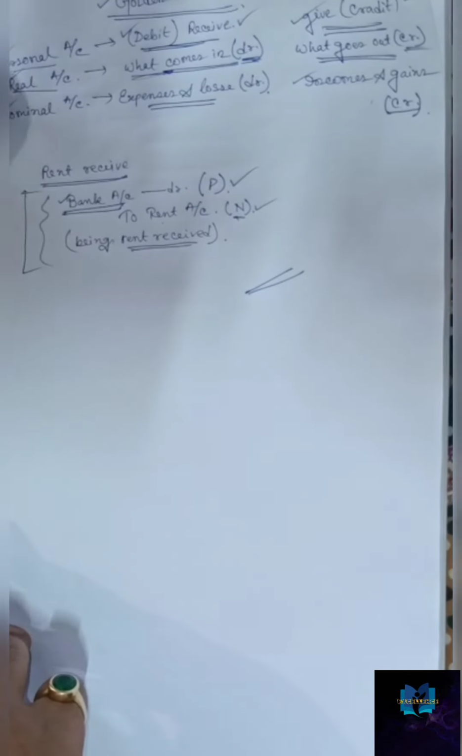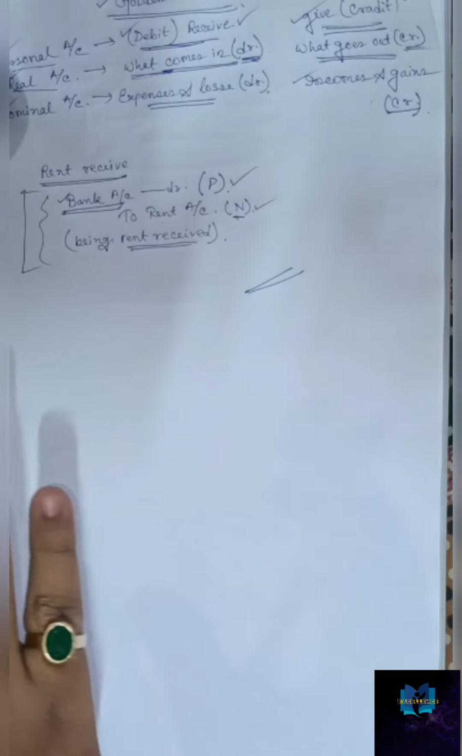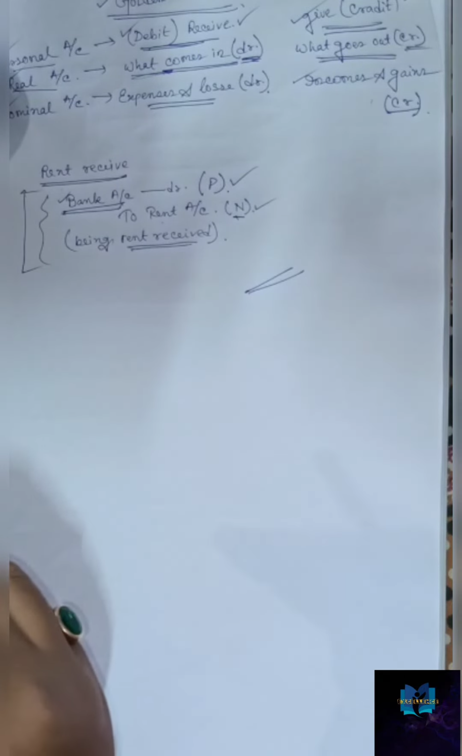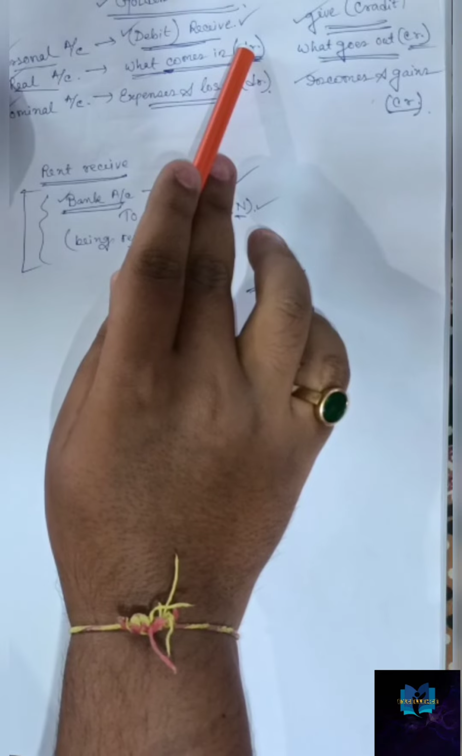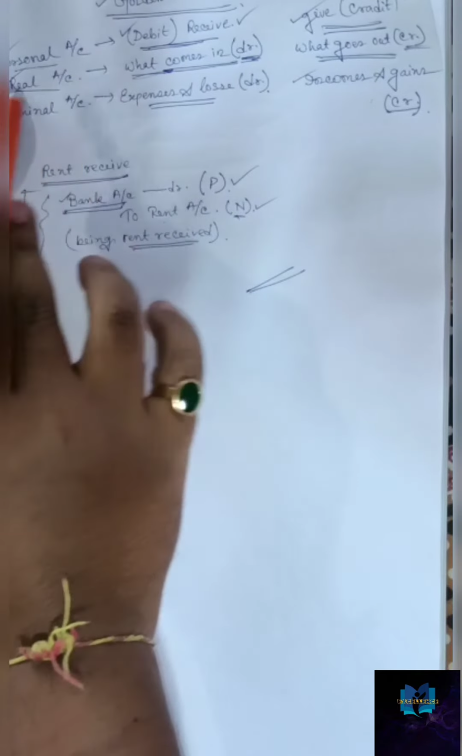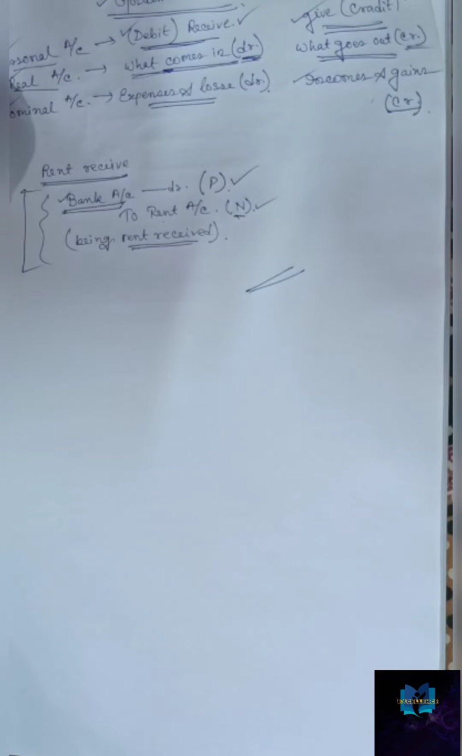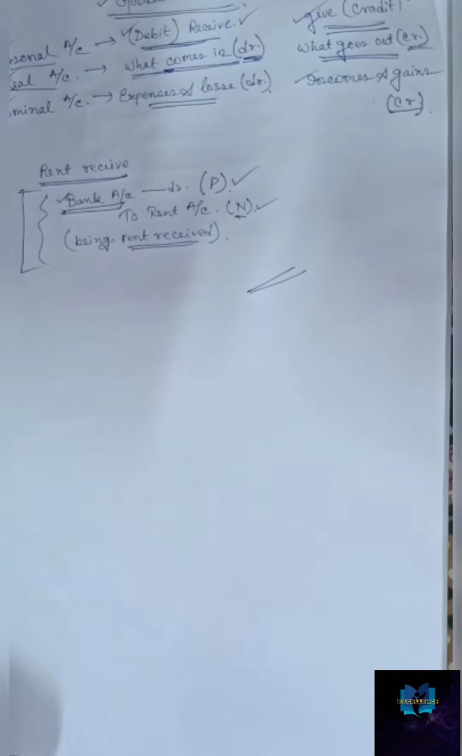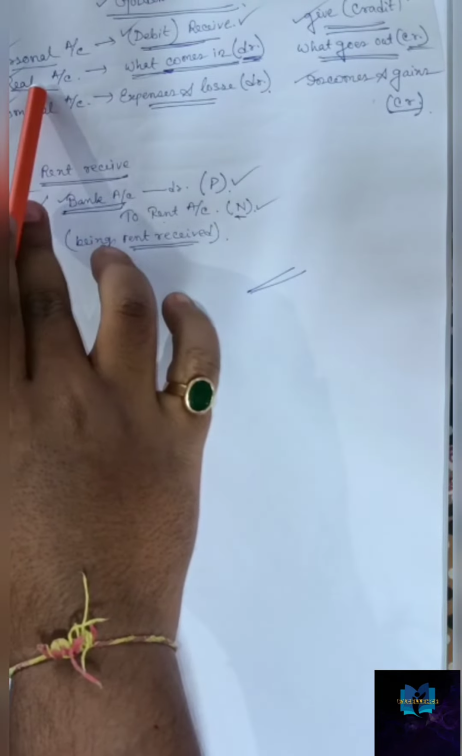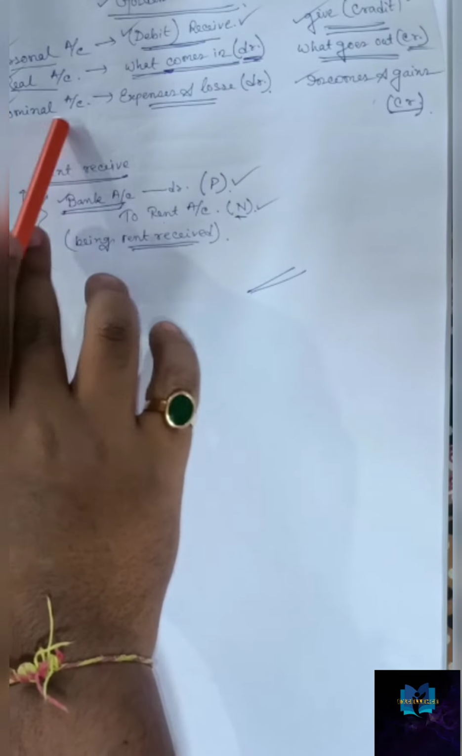We can take personal account as a single account because the other subparts have all the same rules. What we receive is in debit, what we give is in credit. But in impersonal account, the real account follows the rules, but the nominal account does not follow them. So the subparts of the impersonal account follow different rules. Therefore, we cannot write impersonal account here. That is why real account follows this, nominal account follows this, and we write them in different formats.